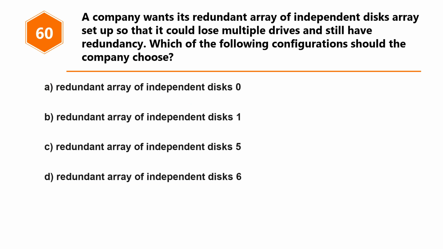Question 60. A company wants its redundant array of independent disks array set up so that it could lose multiple drives and still have redundancy. Which of the following configurations should the company choose? Option A, redundant array of independent disks 0. Option B, redundant array of independent disks 1. Option C, redundant array of independent disks 5. Option D, redundant array of independent disks 6. The correct answer is option D, redundant array of independent disks 6.